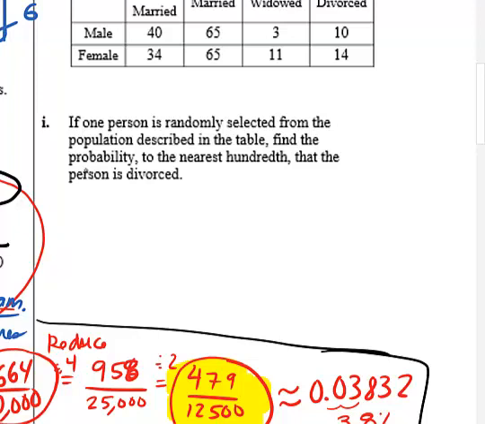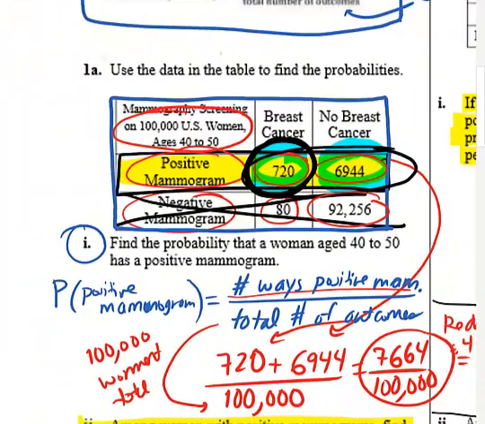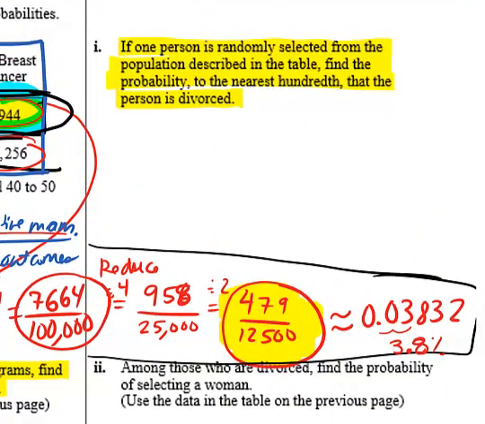Okay. The first one we're looking for: if one person is randomly selected from the population described in the table, find the probability to the nearest hundredth that the person is divorced. So it sounds like, first of all, when they say to the nearest hundredth, they want us to make it a decimal and round it.